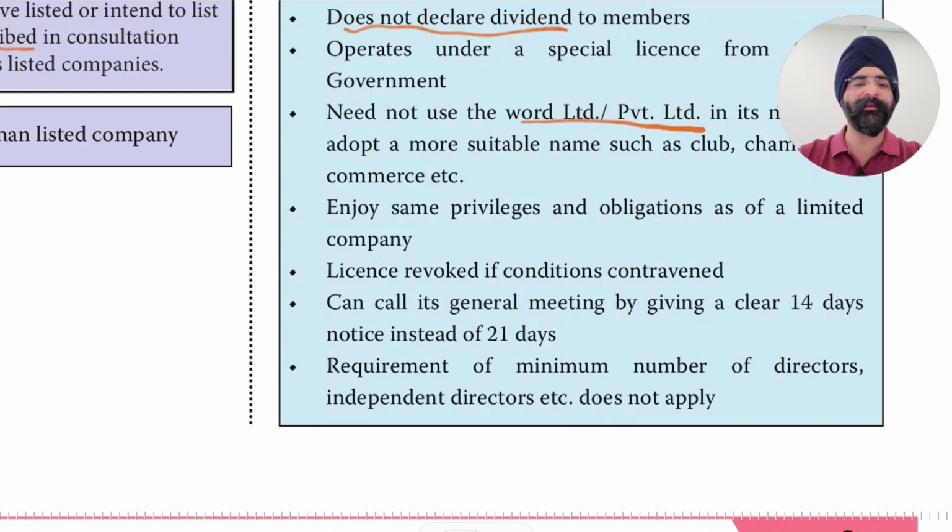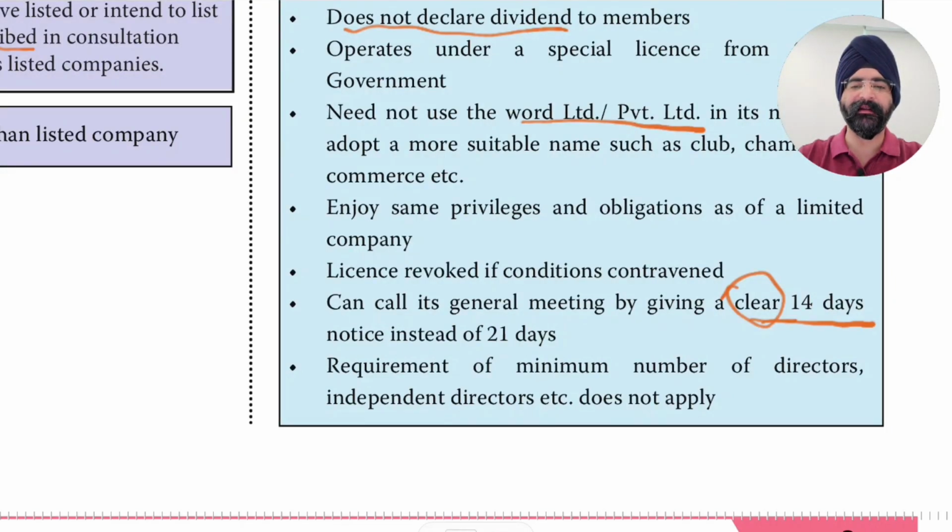It can call its general meeting by giving a clear 14 days notice instead of 21. So it can call its general meeting by giving lesser notice, 14 days notice. With the word clear we can add 3 days. 14 plus 3, 17 days notice.